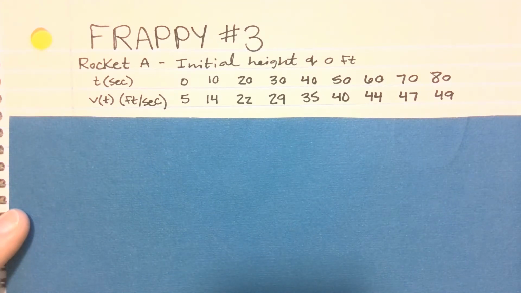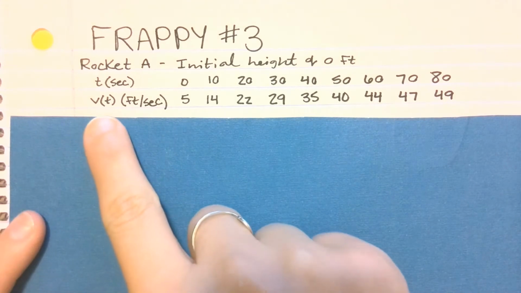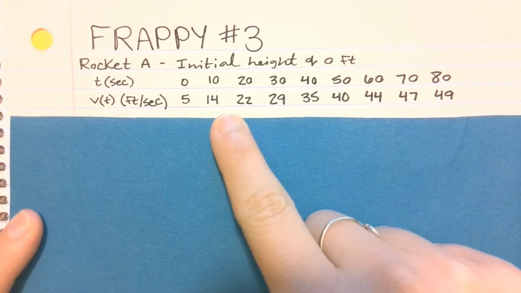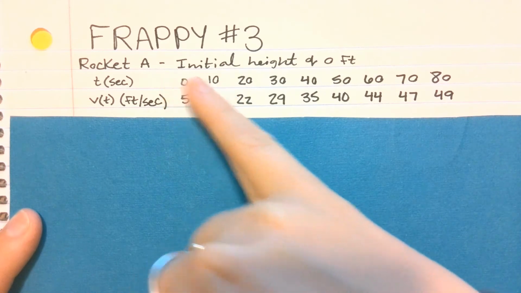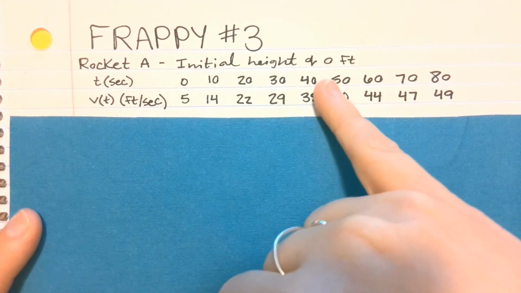So for FRAPPY number 3, we're given a table kind of like in FRAPPY number 2, but this one is a little different because instead of giving us the position of this rocket, it gave us velocity. So we can kind of think of this as giving us a table of the derivative instead of the original function. They also tell us that the initial height of this rocket A is 0 feet, so that might come into play later.